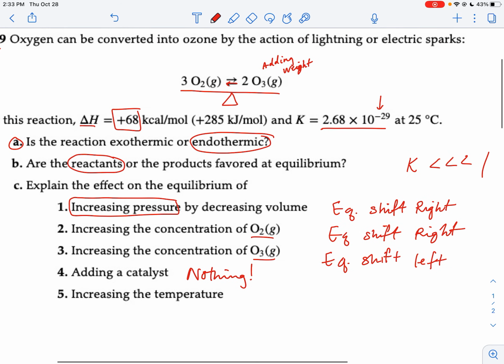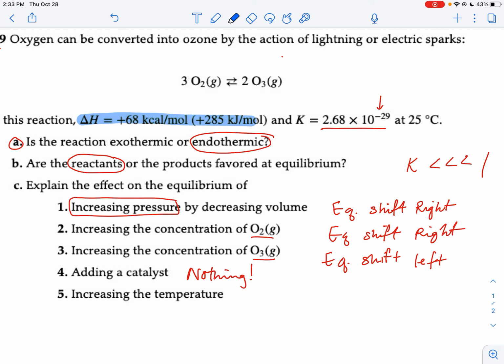And then increasing the temperature, okay, increasing the temperature. So let me erase what I wrote up here. Increasing the temperature. So we need to consider what our delta H is again. I'm gonna highlight that. Our delta H here is positive. And because it's positive, we can think of heat as a reactant. Heat plus oxygen, 3 moles of oxygen will give us 2 moles of ozone gas. So if we're increasing the temperature, if we're increasing the concentration of heat, we could think of it like that.